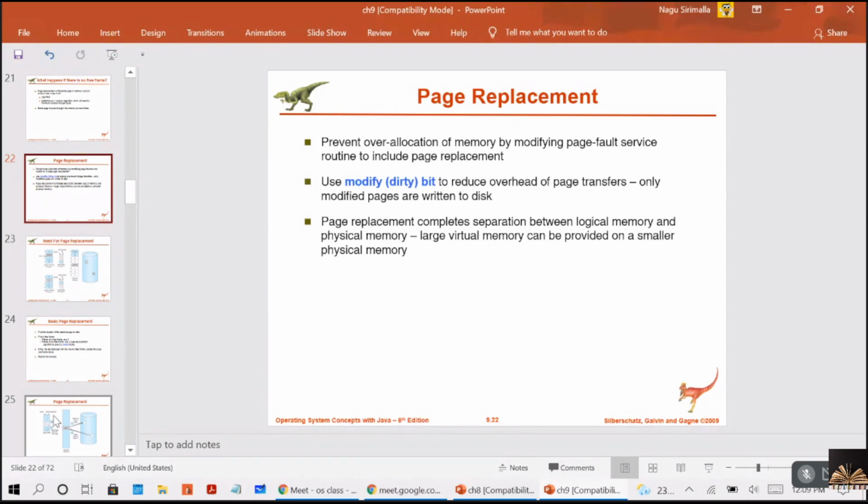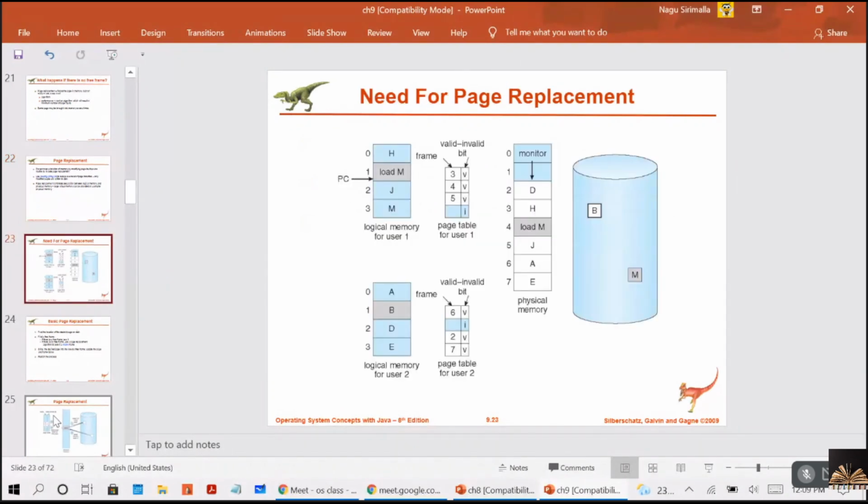So at the end, when you are performing the swap out, what has to be taken is decided based on this modified bit. Now, need for page replacement. So this is the logical memory for user 1. This is the logical memory for user 2.